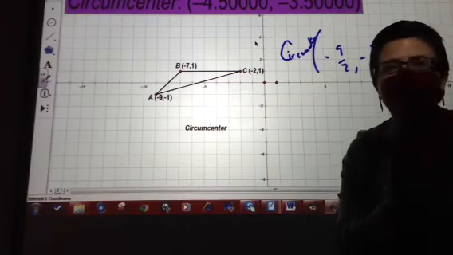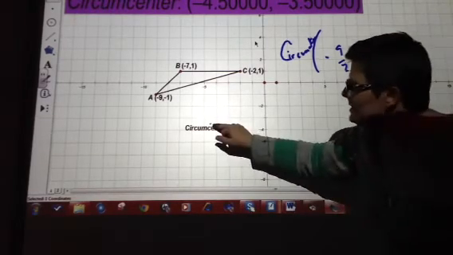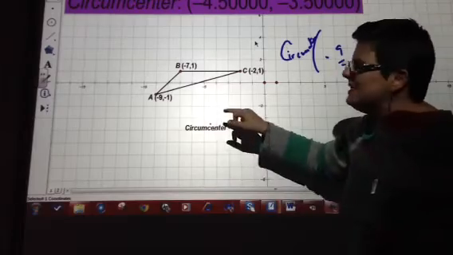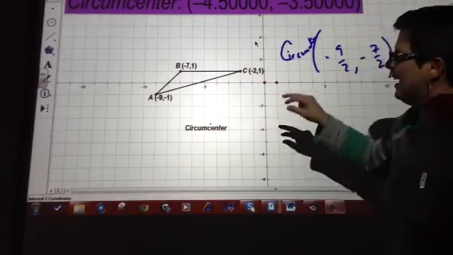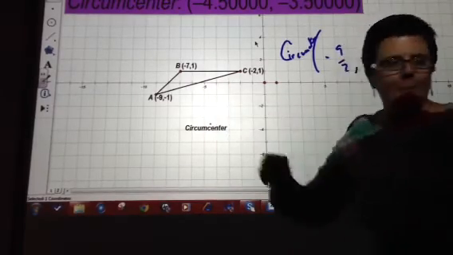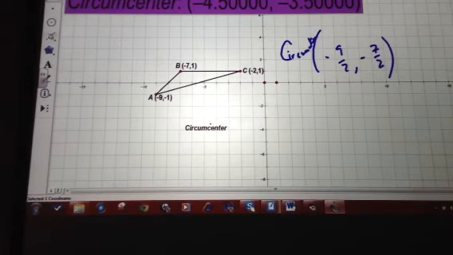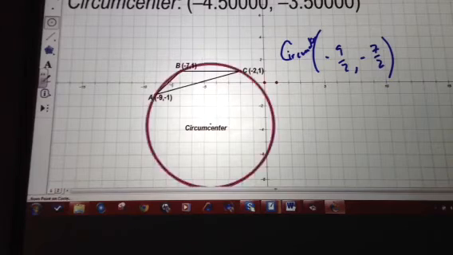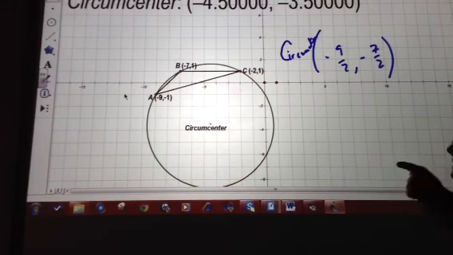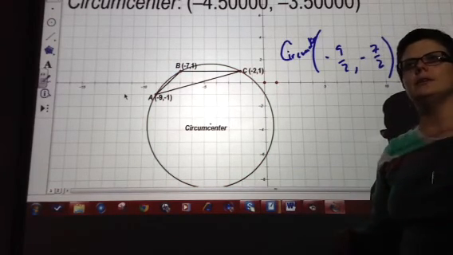What are the geometric implications here? Well, this center is the center of the circle that would go through those three vertices. And ladies and gentlemen, is that not beautiful? You did that. That's what you need to do.